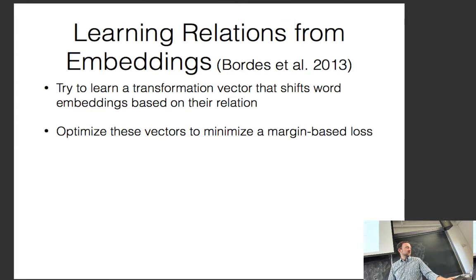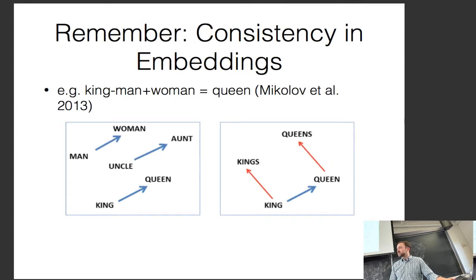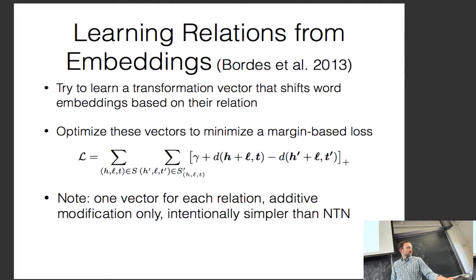So this is exactly following the intuition of this thing here, where the red vector would be your vector L. The thing to note is that this is one vector for each relation. It's additive modification only. There's no multiplication anywhere in here. It's intentionally much simpler than the neural tensor network just to reduce the parameterization, yet it still performs quite well for a model this simple.